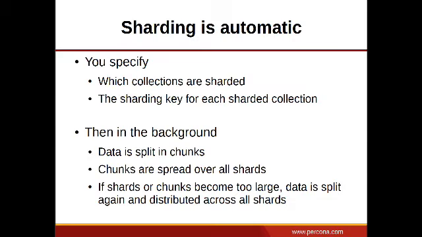A few features of sharding. First, it's automatic, which means that what you specify is simply which collections should be sharded. And then for each sharded collection, you also specify the sharding key. Then in the background, MongoDB will split the data in chunks, and then it will spread all the chunks over all the shards.